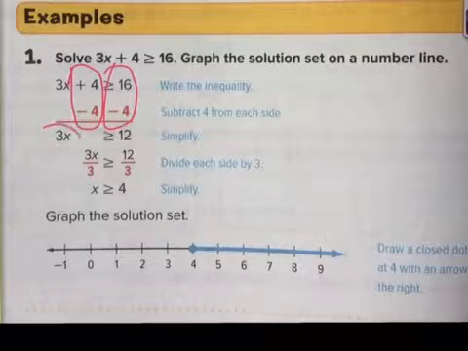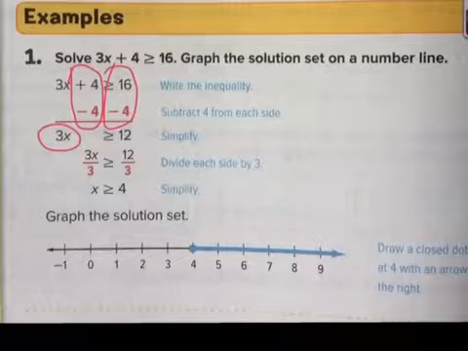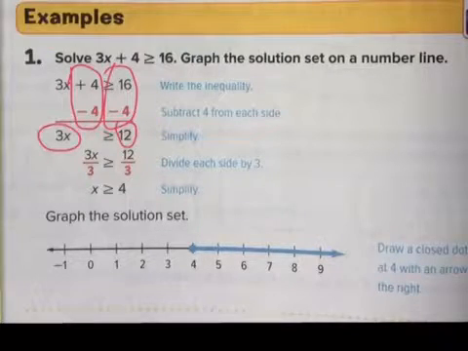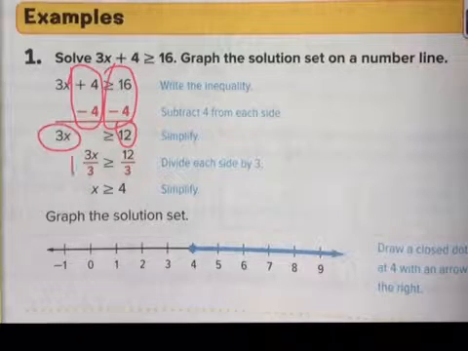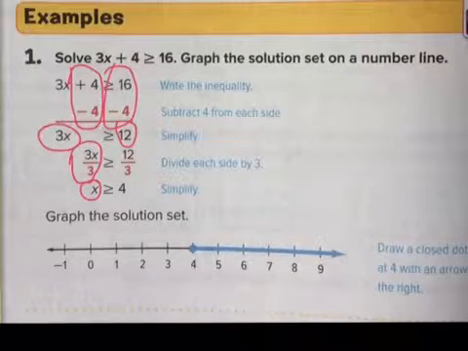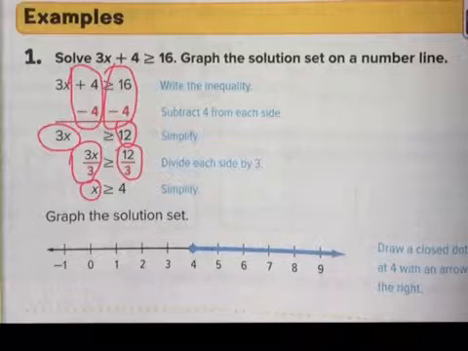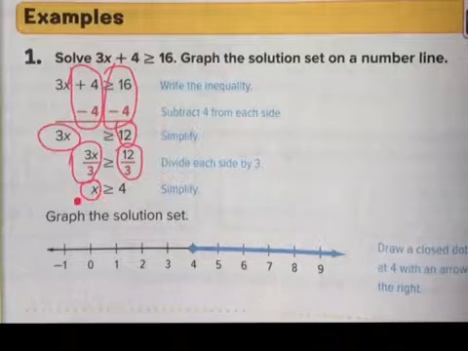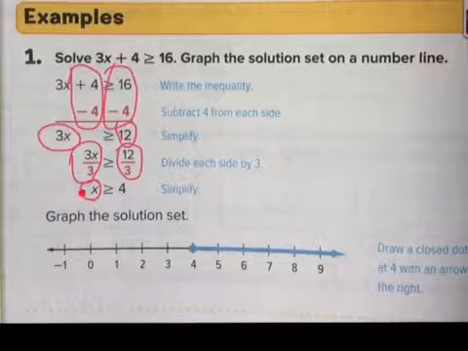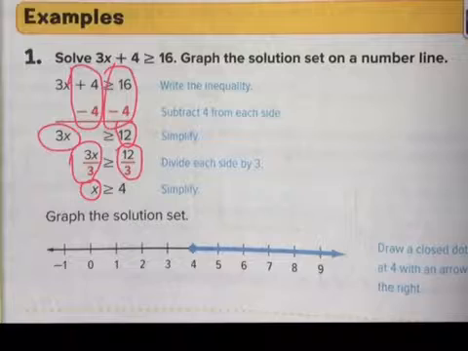So when we subtract the 4, we're just left with the 3x. And on this side, we're left with 12. So 3x is greater than or equal to 9. Then let's divide out the 3 so that we can isolate the x. We divide out the 3 on the other side as well, and it tells us that x is greater than or equal to 3. So x could be 3, 4, 5, 6, 7, but it has to be greater than or equal to 3.